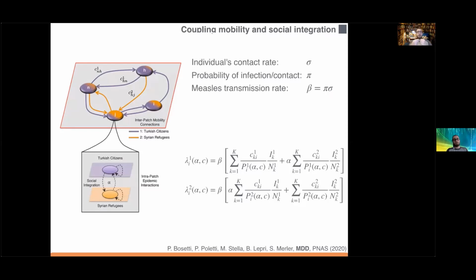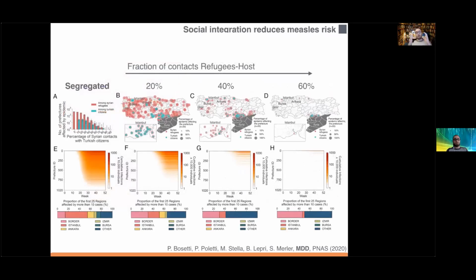In the case of measles, that is the case that we have considered in this work, when a country hosts refugees, the last thing to do is to segregate those refugees in some parts of the country. Instead, we have demonstrated with our mathematical modeling that the best strategy is to equally redistribute those refugees in the country in order to let them integrate with the local population. In this way, you have the local population acting, if the immunization level of the local population allows for that, of course, but this is the case for measles in Turkey, as a kind of herd immunity for the refugees.